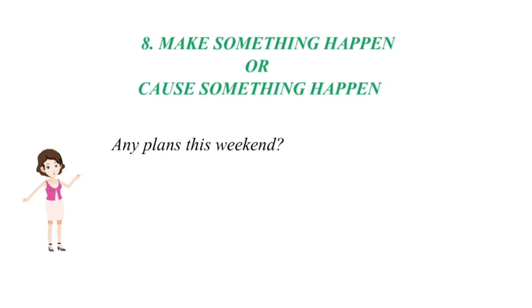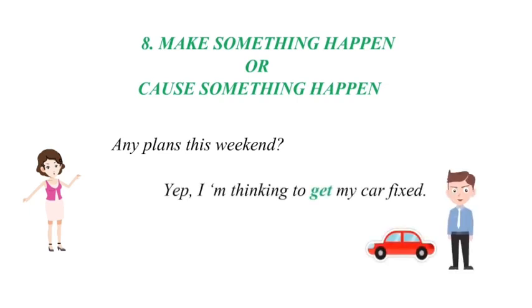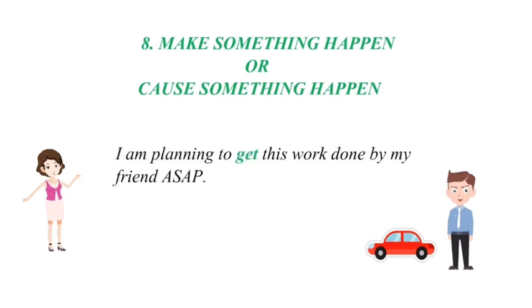When you make something happen or when you are the reason for something to happen, you can use get there. So it's kind of used as a causative verb in a sentence. Hey, any plan this weekend? Yep, I'm thinking to get my car fixed. See, here the person is not fixing the car, he's planning to get the car fixed. That means there will be someone else who will fix the car, maybe the mechanic. So you are making something happen by somebody else. I'm planning to get this work done by my friend as soon as possible.